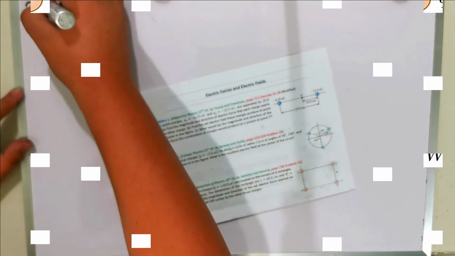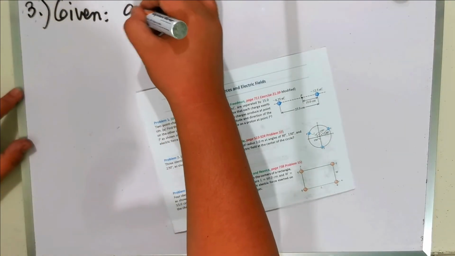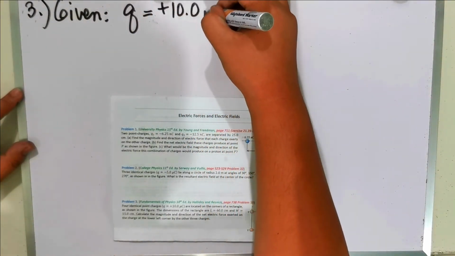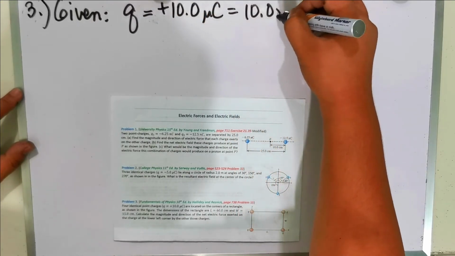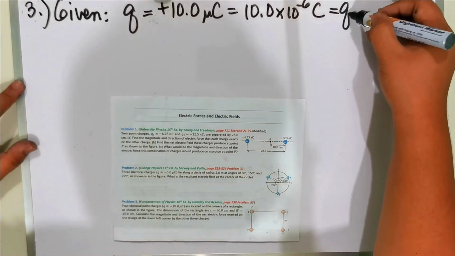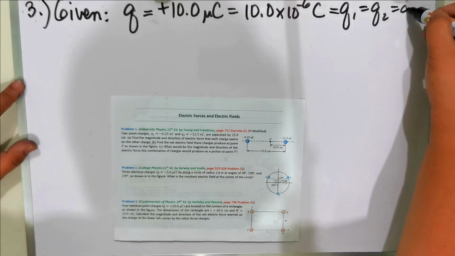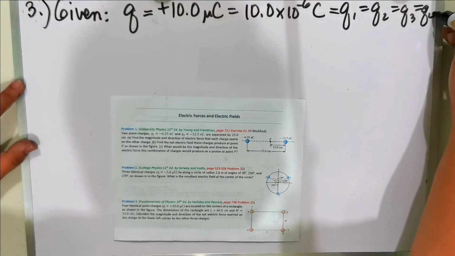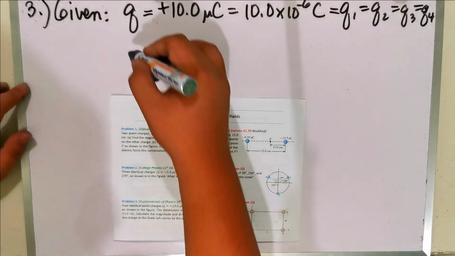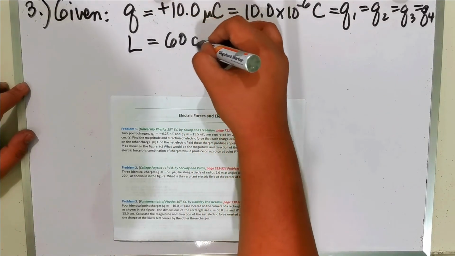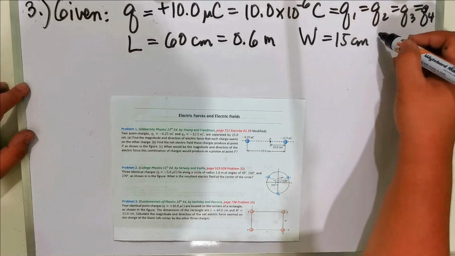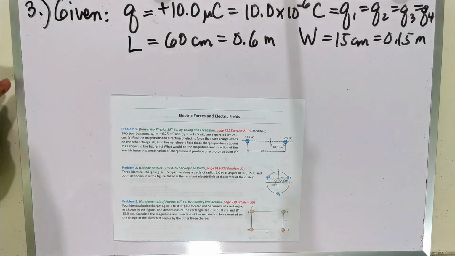So we have the givens now, which are again Q, which is equal to positive 10.0 microcoulomb, or 10.0 times 10 to the negative 6 coulomb. And since there are four charges, we can denote these as Q1, Q2, Q3, and Q4. Equal ra ang upat na charges. And then the next given is the length, which is equal to 60 centimeters or 0.6 meters, and the width, which is 15 cm or 0.15 meters.